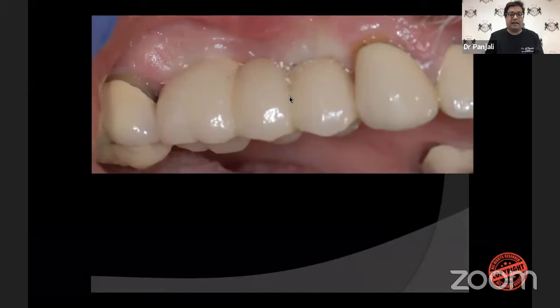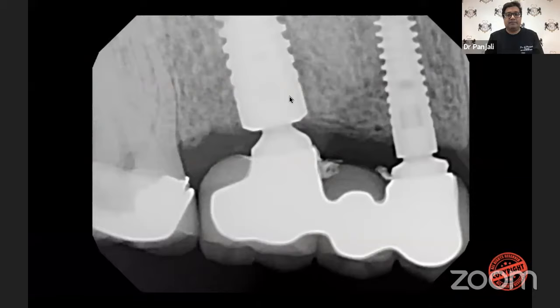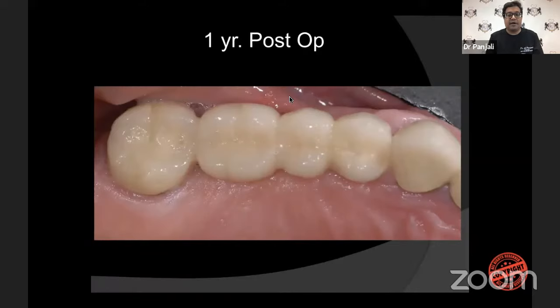Here we are, the restoration in place on the day of. Looks okay. There's some remnant cement. Not such a big deal. It'll come off. This is 1 year post-op.